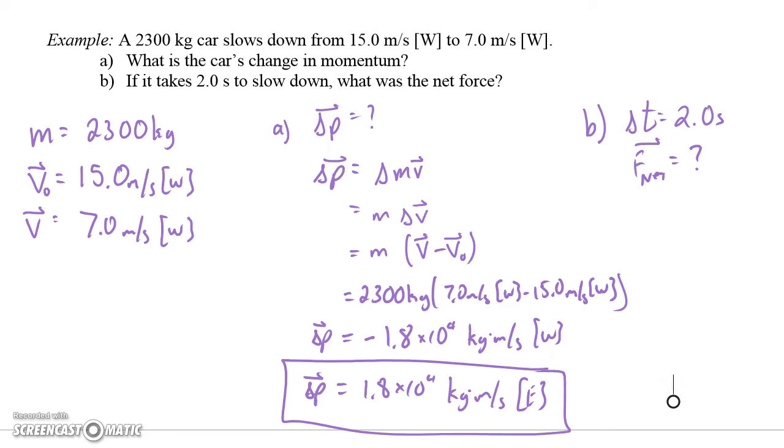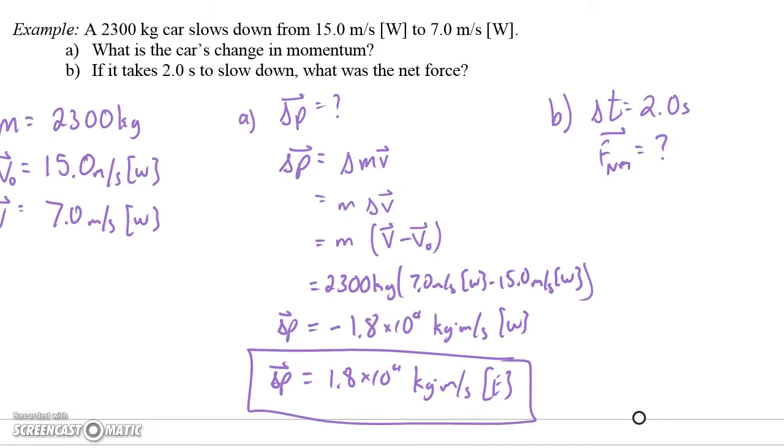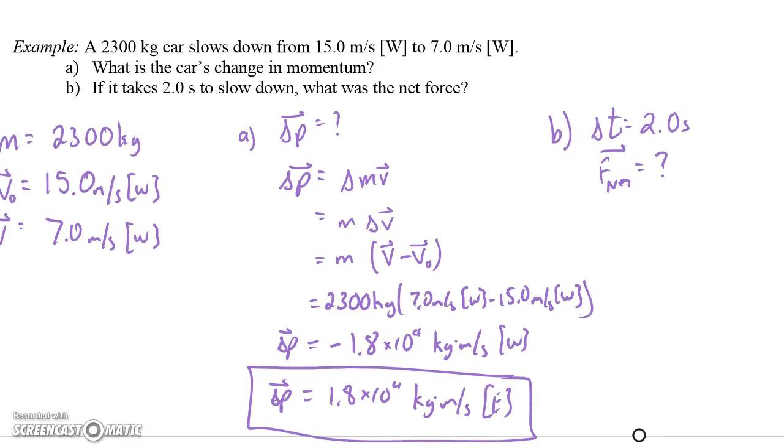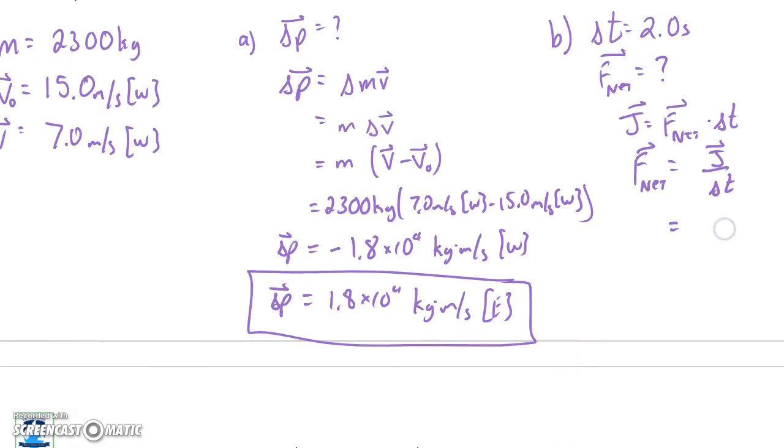Now let's take a look at B. B asks us, if it takes 2 seconds to slow down, what is the net force? So now we've got to use a little bit of our impulse momentum theorem. We're looking for net force, and net force is hidden in impulse as J equals F net times time. If we rearrange that, we've got F net is J over delta T. But we know from our equation up here that J is the same thing as delta P. So we can replace J with delta P over delta T, which is the same thing as Newton's second law in its different form.